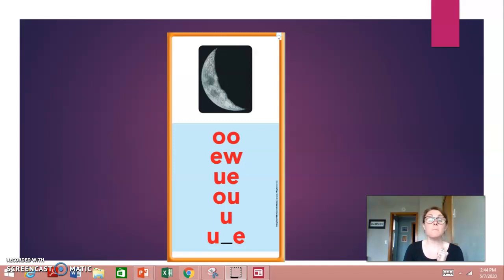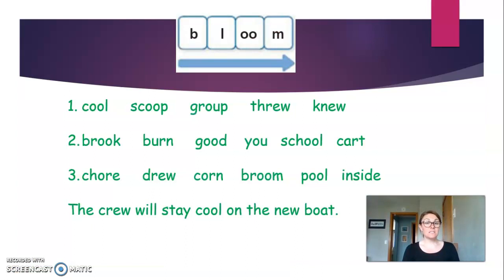Now you try this one by pausing the video. Change the A in pale to oo. What is the new word? Yes, pool. Change the A in scale to oo. What is the new word? Yes, school. Change the I in brim to oo. What is the new word? Yes, broom.